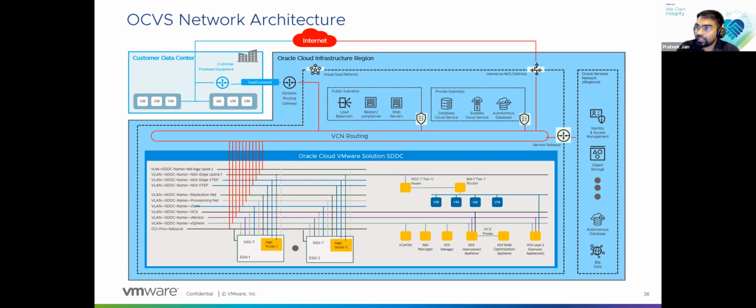So it exactly looks like your on-premises SDDC. You can have route tables and security groups created in your OCVS SDDC or on the OCI layer to route traffic as you require. So you can have public subnets where your load balancers, bastion servers or jump servers, or web servers would run. You would have private subnets where your Autonomous Databases, Exadata and Oracle Database services would run. And then you would have the Oracle Services Network where your IAM, vault, storage, big data, and any other services would be running.